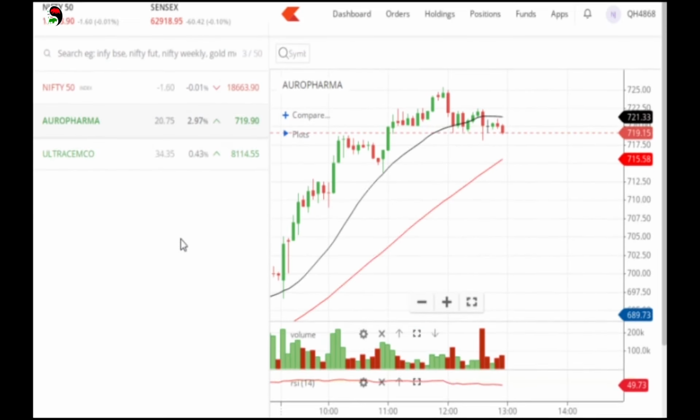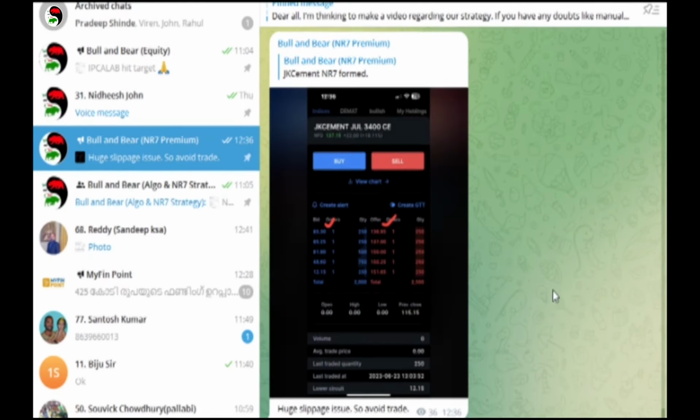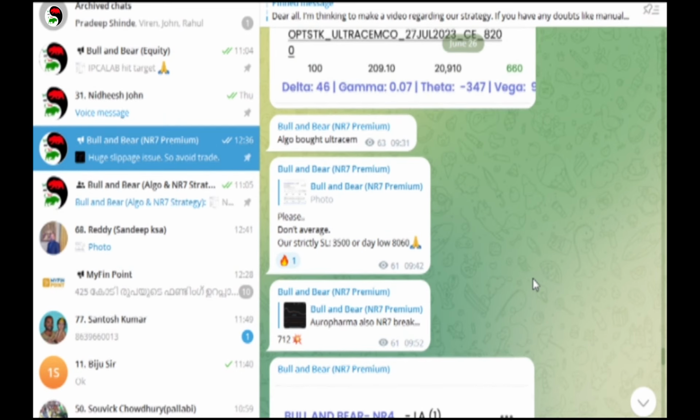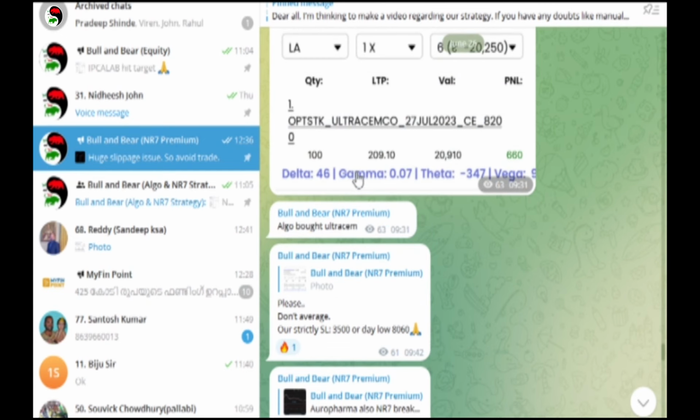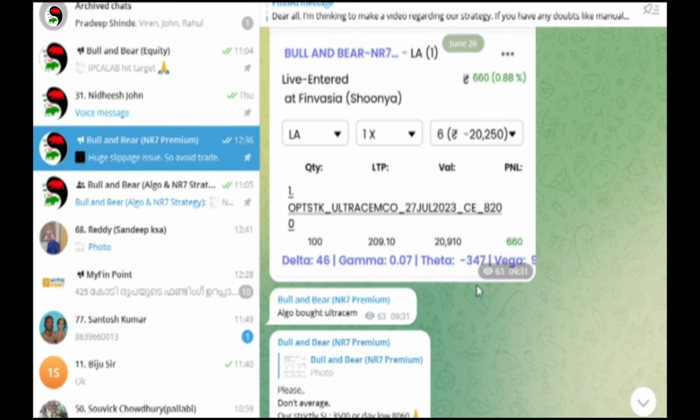So actually I have sent a message stating that UltraTech Cement has satisfied the NR7 strategy, and the Algo took the trade at 9:31. I was a bit confused, or a bit tense, because if the Algo takes a trade in the early trading hours, it can be a false breakout.